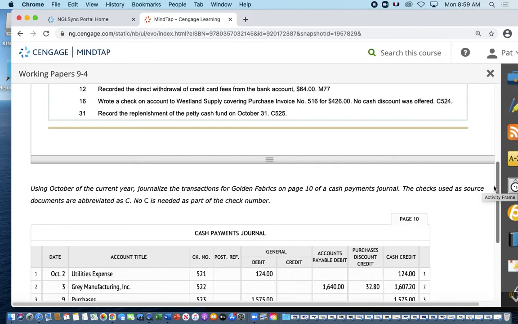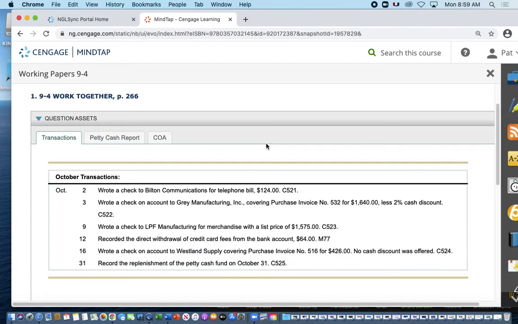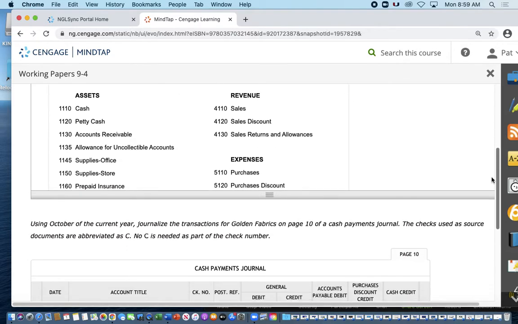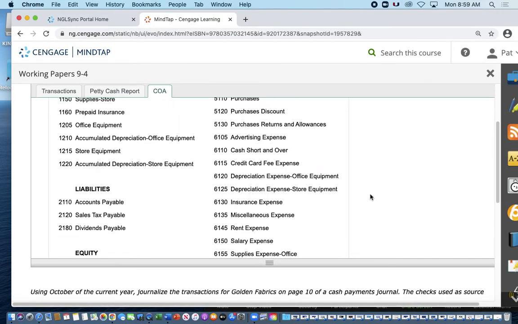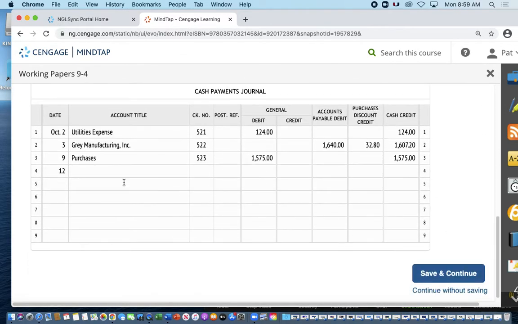Okay. On the 12th, it says record the direct withdrawal of credit card fees from the bank account. All right, so we got a direct credit card fee paid out, which is fine. So it's on the 12th. What is our account number or name? We have a thing in this transaction called credit card fee expense. It's listed in our chart of accounts. So we will use credit card fee expense as our account title.